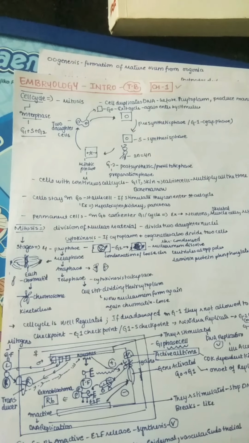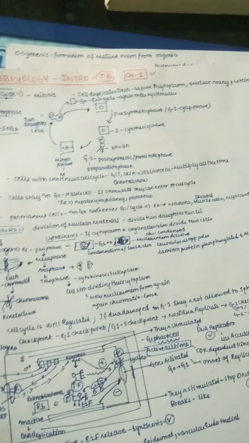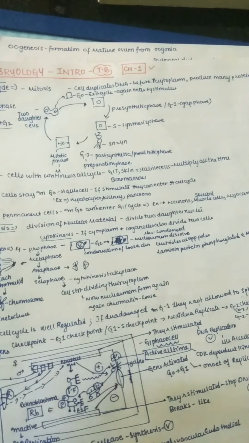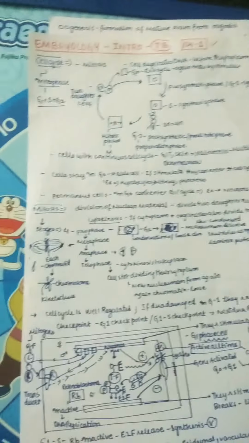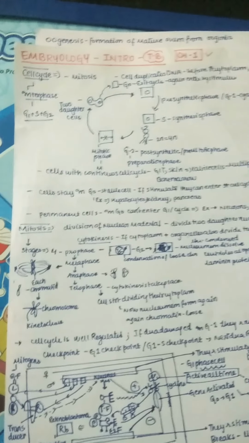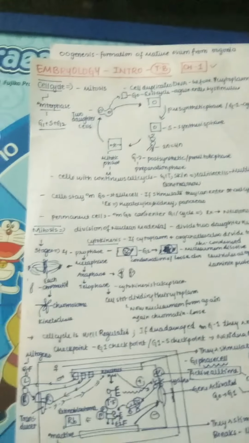Now let's begin with our cell cycle first. Why are we starting with the cell cycle? Because embryology is all about how a human body is produced from a single-cell zygote, so we need to know some details of the cell cycle to understand this lesson. For the cell cycle, first let us take the mitosis process. We have mitosis and meiosis in the cell cycle.